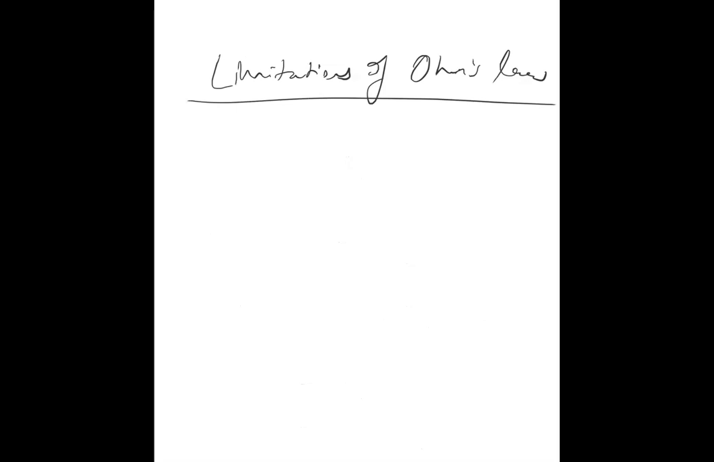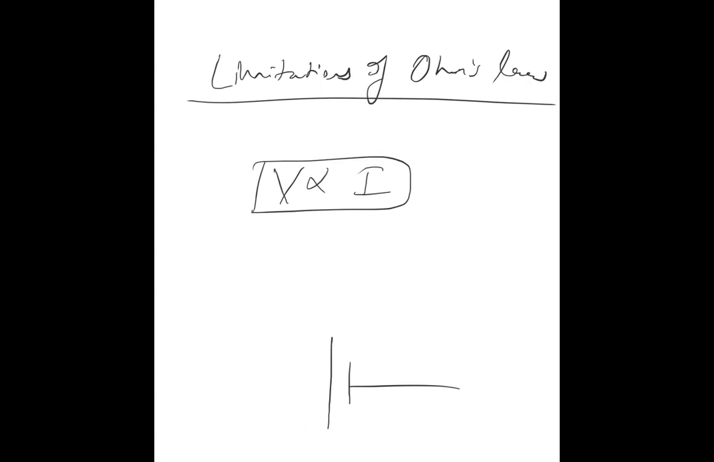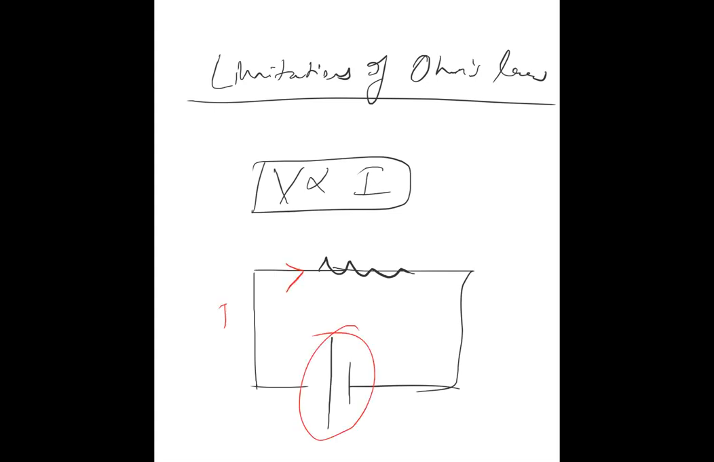Limitations of Ohm's law. You know about Ohm's law actually. Ohm's law says that whatever the potential difference you are applying, that much current will flow. Means what is the difference in the potential of these two electrodes, that much amount of current will flow through the resistance. If more potential difference you are applying, more current will flow through the resistor. V is directly proportional to I.